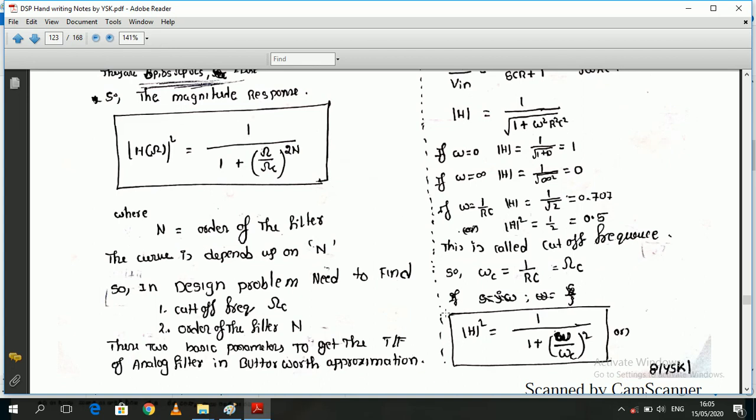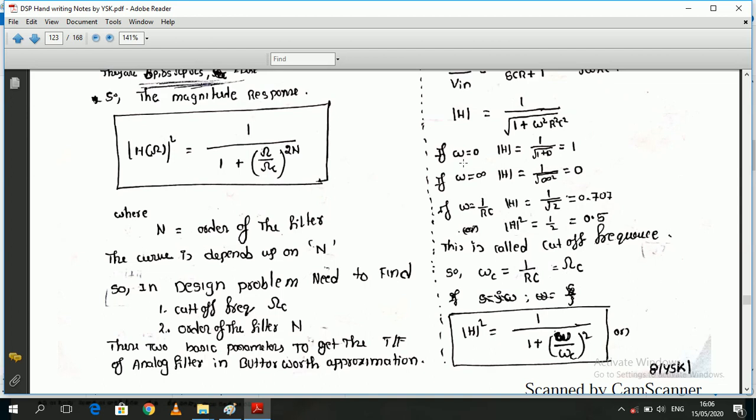Same as this, the modulus H of omega squared equals 1 by 1 plus omega by omega C to the power 2n, where n is called the order of the filter. This is the first order filter, so n is 1. If it is second order, as I increase the order, what will happen in the circuit? The number of capacitors and resistors increases, so the circuit becomes more complex, and the cost also increases. So try to minimize the order of the filter. So this is the equation.